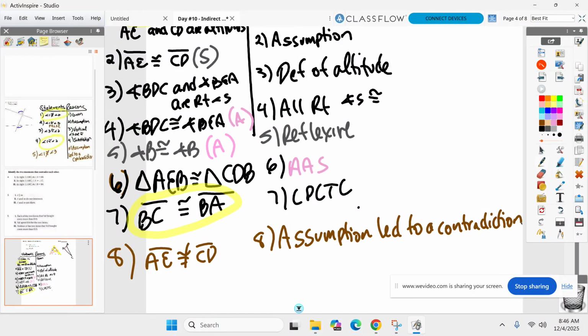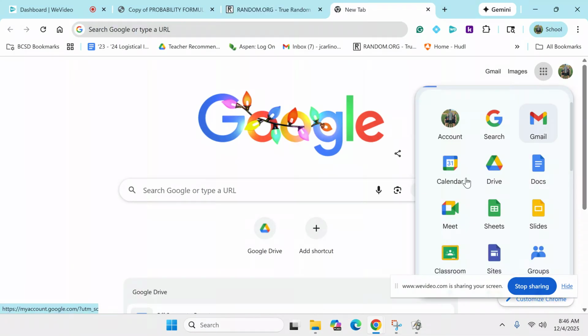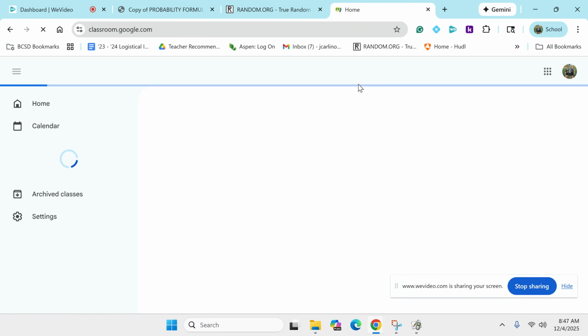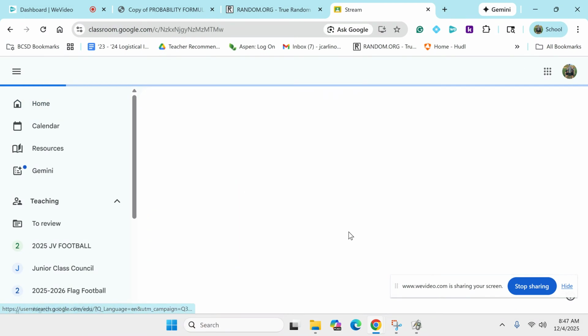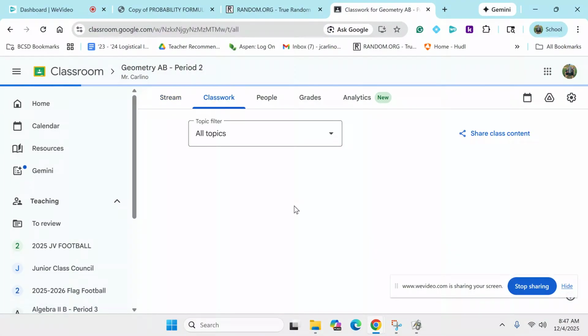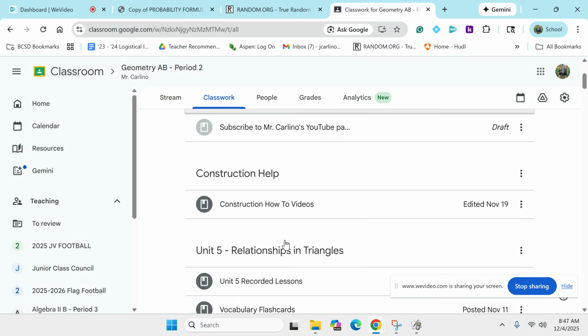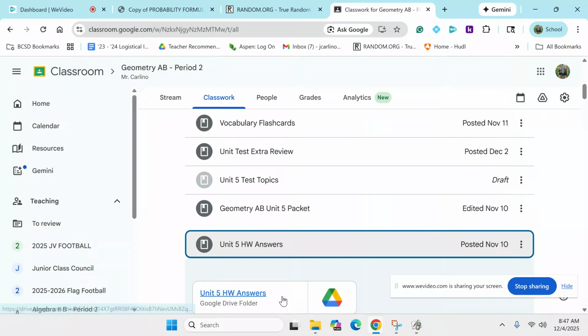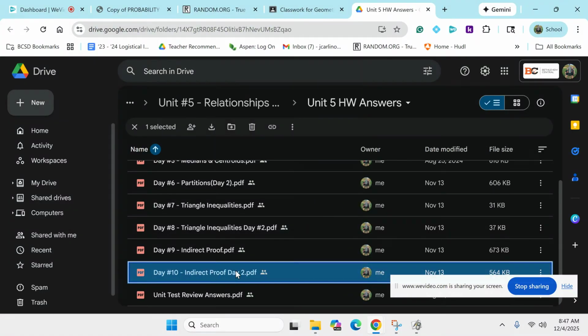All right. I just want to make sure there's a place where you guys can check your work here as you move on by yourself now. Unit 5, homework answers. Yep, indirect proofs, day 2.